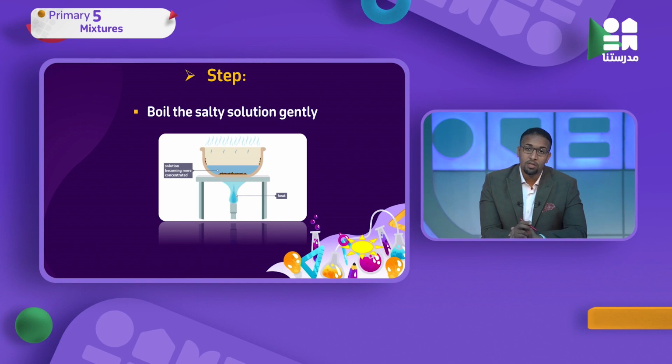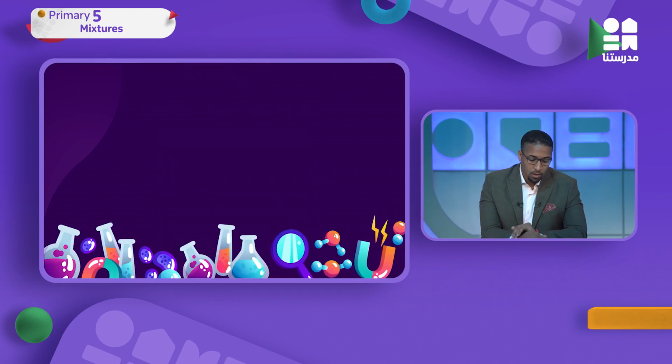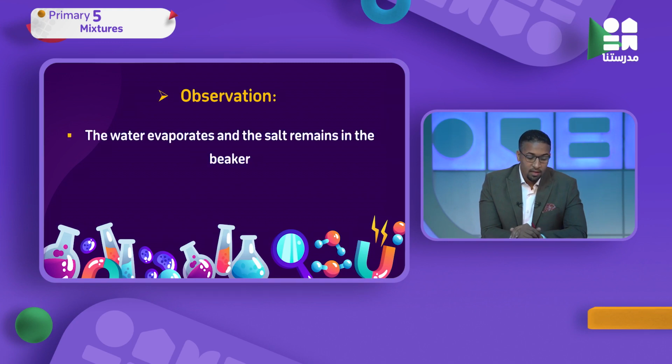The matter will change from liquid state to gaseous state, which is called the evaporation process. So evaporation is used to separate salt from water. Observation: we will notice that the water evaporates and the salt remains in the beaker.